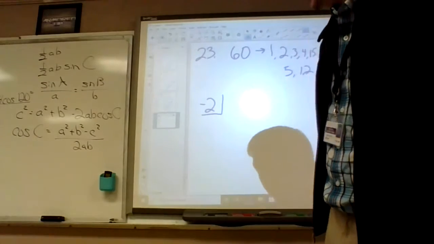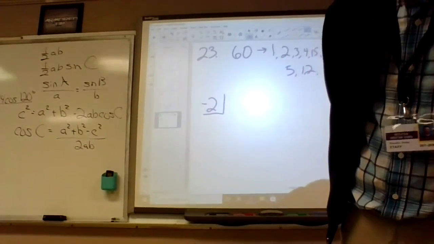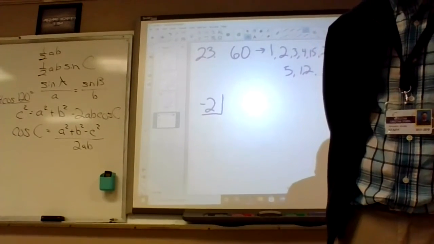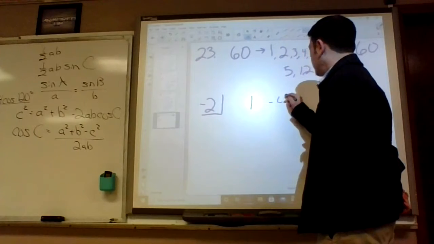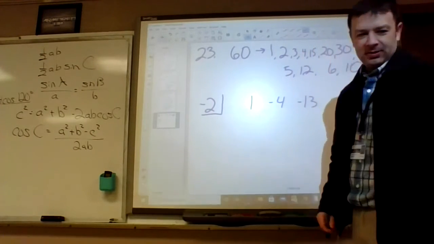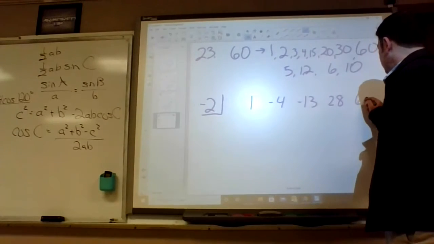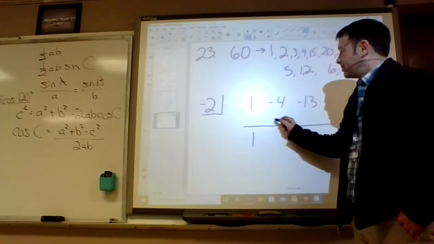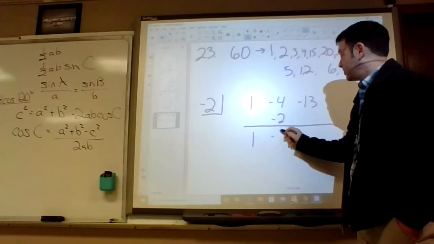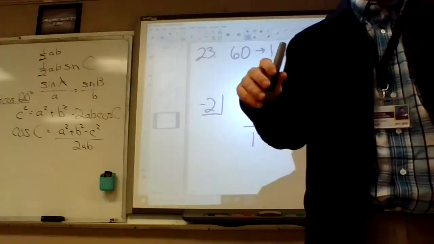So if you plug in negative 2, we got coefficients. What are our coefficients? Nothing is skipped here. So we got 1, negative 4, negative 13, 28 and 60. Add down. Multiply. This last one's kind of hard. Add down. Oh, how many answers should this have, by the way? A bajillion.